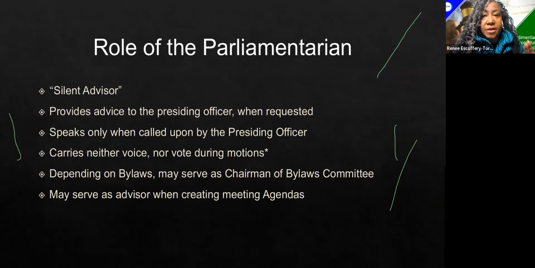But only provides that advice when requested, and speaks only when called upon by the presiding officer to illuminate a point or to say where this information is from. The parliamentarian carries neither voice nor vote during motions. So if you have maybe 7 people in the room, I remember the first time I served as parliamentarian for an organization that was comprised of several states. And first of all, I don't know whether they were even used to having a parliamentarian.